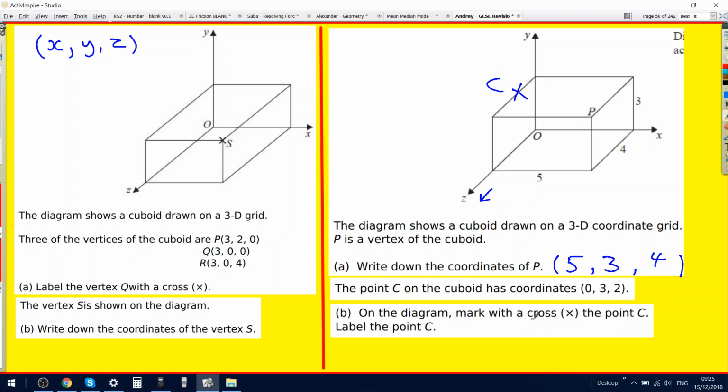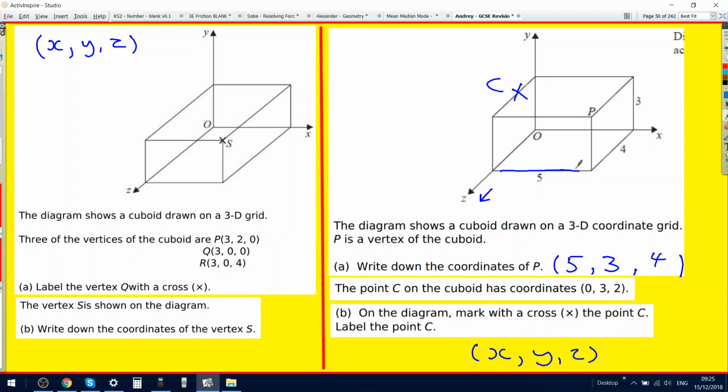So it's always x, y, z. They said go 0 along the x, so we just stay where we are. Go 3 up on the y, and so we go 3 up there. And then we go 2 along on the z. So we knew that this one was 4, and so this would be halfway. So you can match them up with other things.